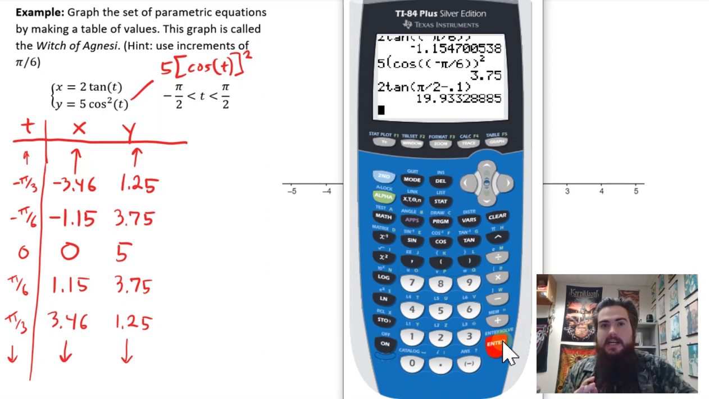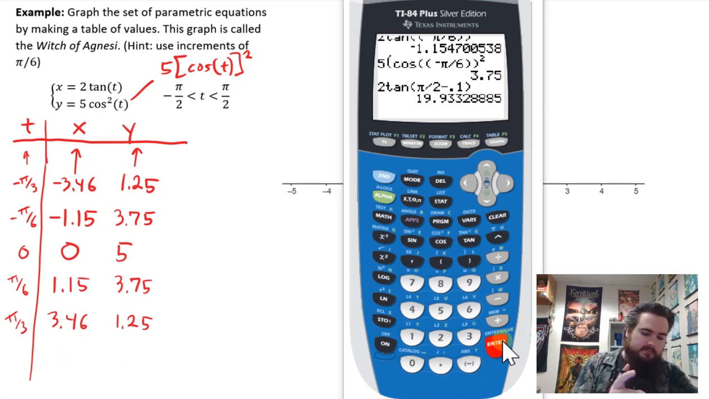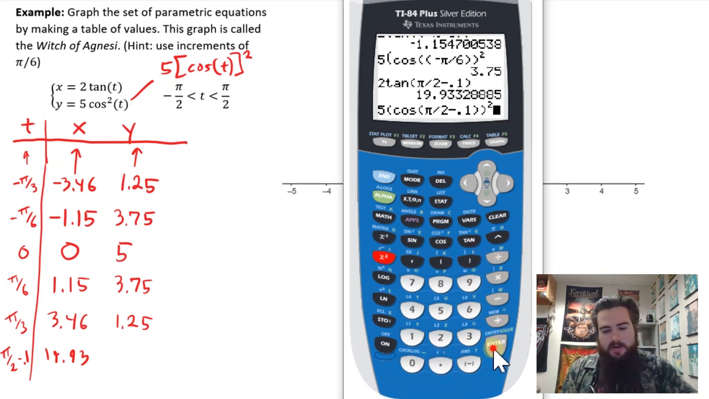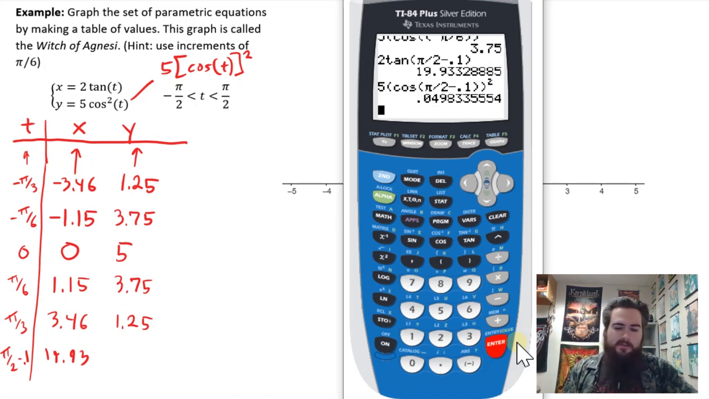I can try that. 2 tangent of pi over 2 minus 0.1, I get 19.93. So yeah, x does seem to be getting progressively larger. And then I can do that for cosine as well. 5 times cosine of pi over 2 minus 0.1, that is squared. That gives me a very small value, 0.05-ish. And that again follows through the trend that I was seeing. X is getting a lot larger, but y is getting just closer to 0.